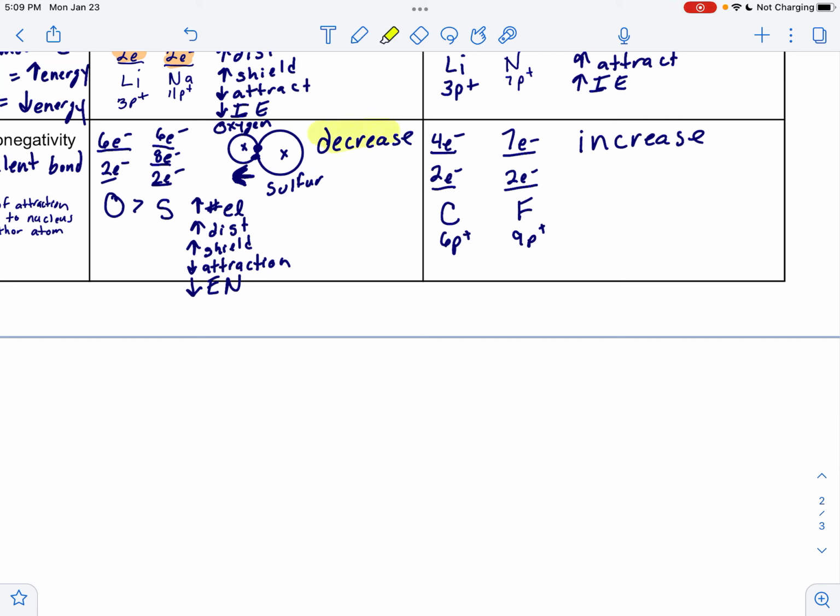When we go across the period, again, it comes down to attraction. Because we have a higher number of proton-electron pairs as we go from left to right, we're going to have a higher attraction. Since electronegativity is the pull on the electron by the nucleus, higher attraction means we're going to have a higher electronegativity. We're going to have more of a pull on that electron. And so fluorine is going to have a higher electronegativity than carbon does.